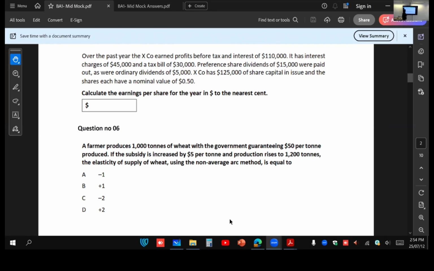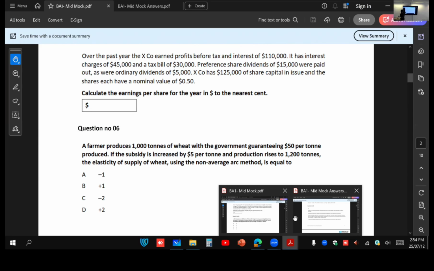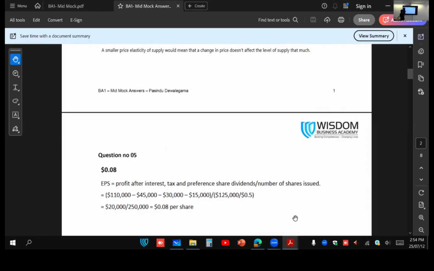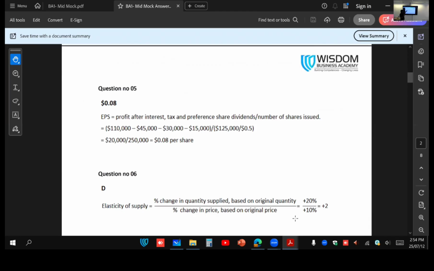All right. Profits before taxation and interest of 110,000. Interest charges 45,000, tax bill 30,000, preference share dividends 15,000, ordinary dividends 5,000, 125,000 share capital in issue, and the shares each have a nominal value of 0.5. How to calculate the earnings per share? The computation. This. Profit after interest, tax, and preference share dividends, you can calculate all the information given.